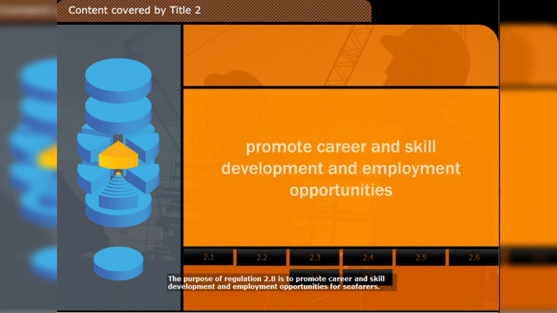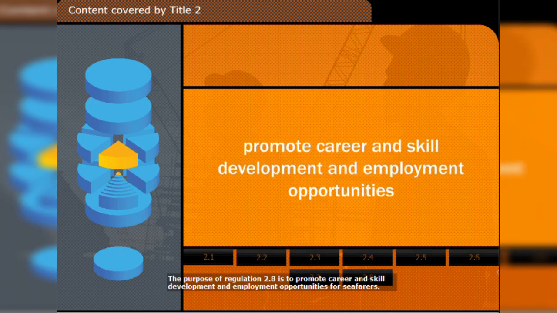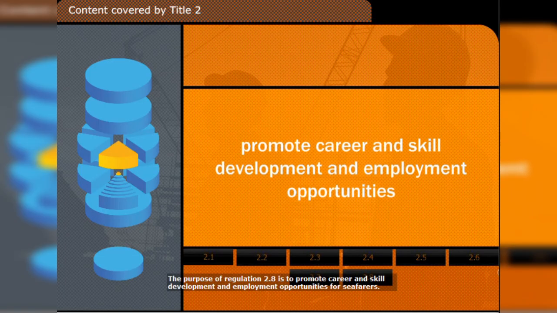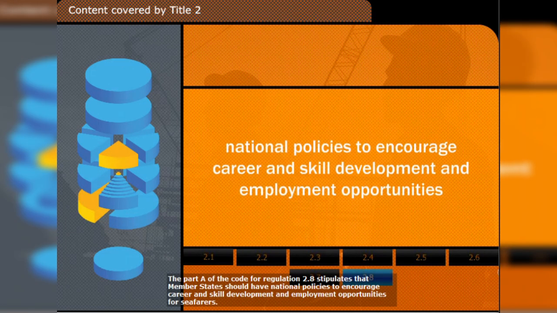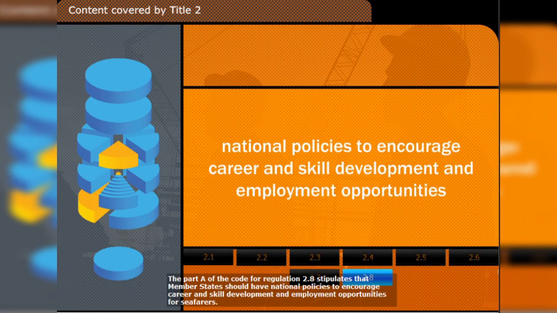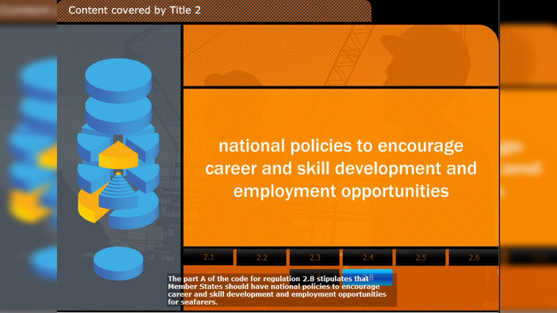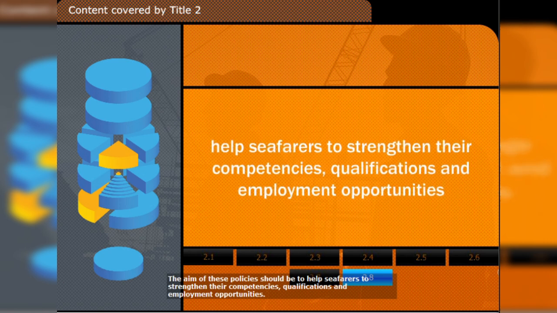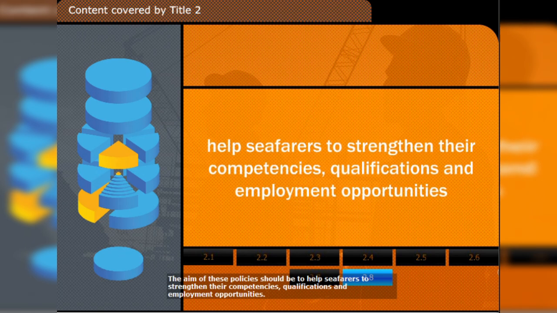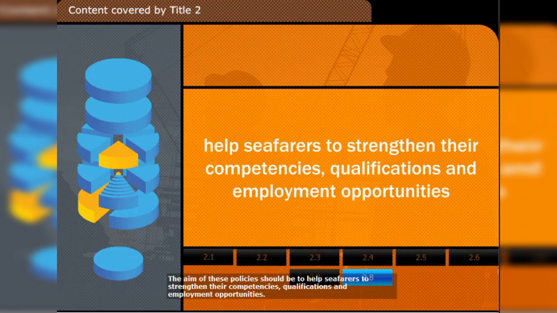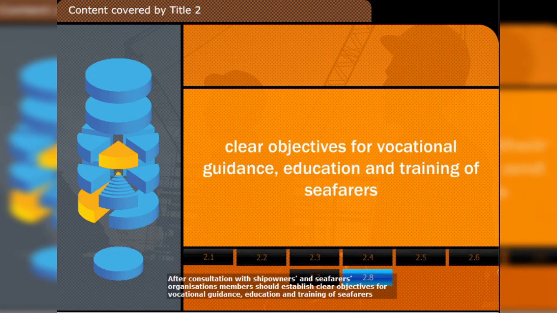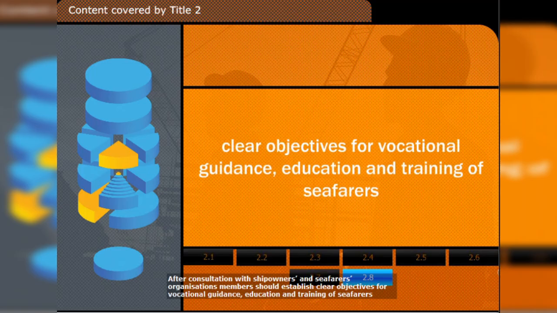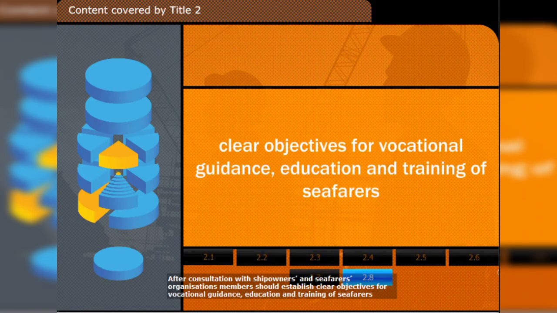The purpose of Regulation 2.8 is to promote career and skill development and employment opportunities for seafarers. Part A of the Code for Regulation 2.8 stipulates that Member States should have national policies to encourage career and skill development and employment opportunities for seafarers. The aim of these policies should be to help seafarers to strengthen their competencies, qualifications and employment opportunities. After consultation with shipowners and seafarers' organisations, members should establish clear objectives for vocational guidance, education and training of seafarers.